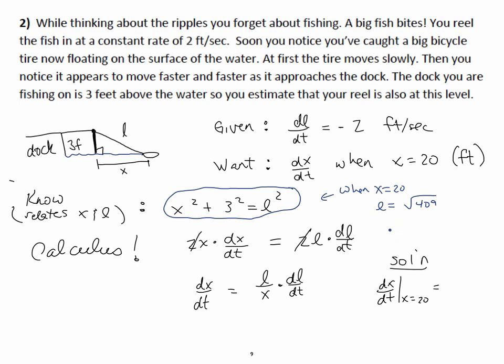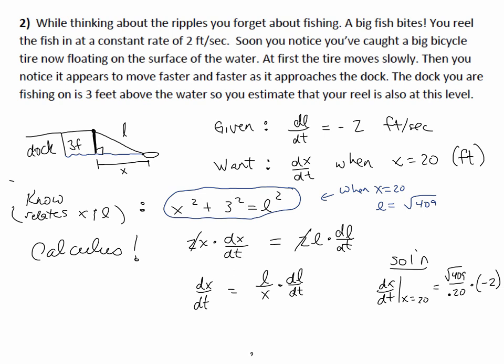Why isn't it minus? L is representing a length. Can't have negative lengths, right? There's no such thing as a negative square root of 409 feet of wire. Yes? Just the 2's canceled. Yeah, and then I divided x over, which is why I got L over x, right? So we get the square root of 409 divided by 20 times negative 2, right? Because dl dt was negative 2.